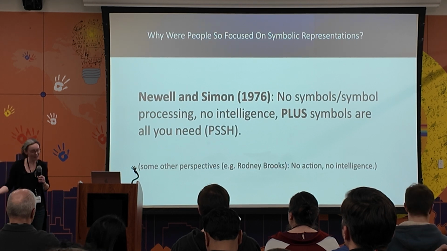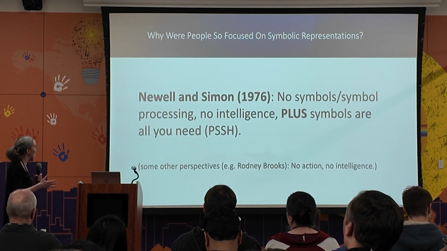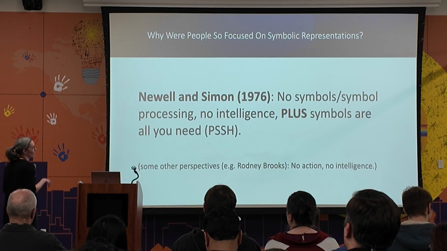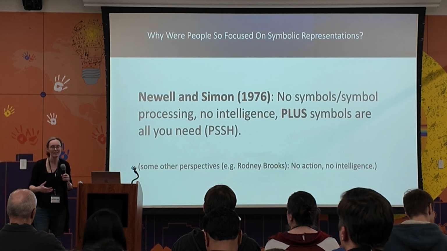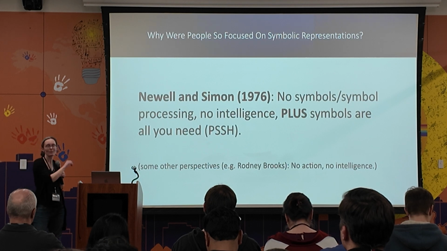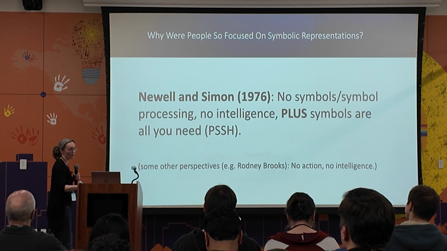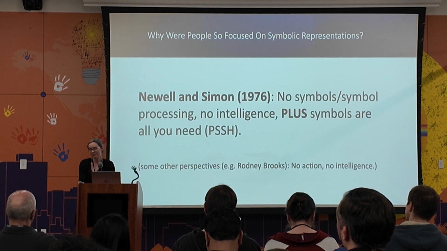Controversial, and it may not be the case. There are other options as well. For example, Rodney Brooks would say that's not the case. In fact, the necessary ingredient for intelligence is action and embodiment in the world. So not the only options, but definitely it's a very prevailing hypothesis. And it's one of the reasons why people have been so fixated for a long time on these good old-fashioned AI models.